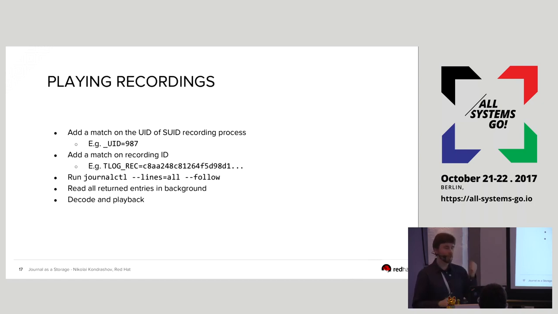When we're playing, we again add the set UID of the recording process, again for the same reasons. Then we add the recording ID, and there we go. We just list all the entries, we follow the recording so that we can play back recordings as they go. And we read all the entries and start decoding them immediately as we open the page, and as soon as the first entry arrives, we're ready to play.